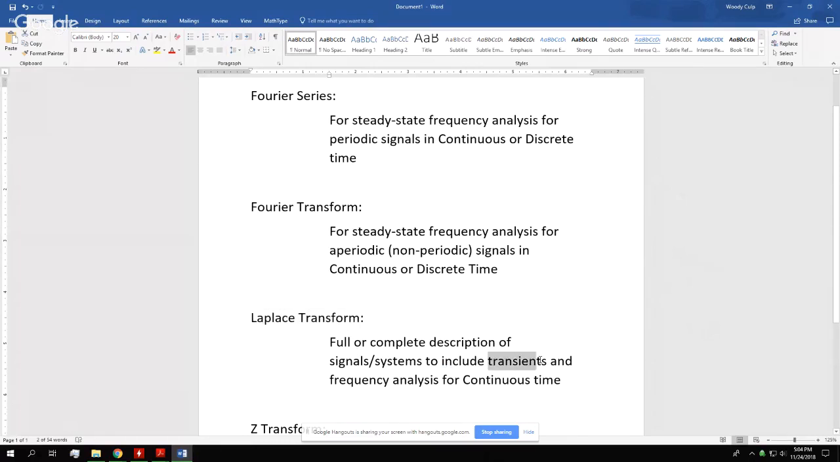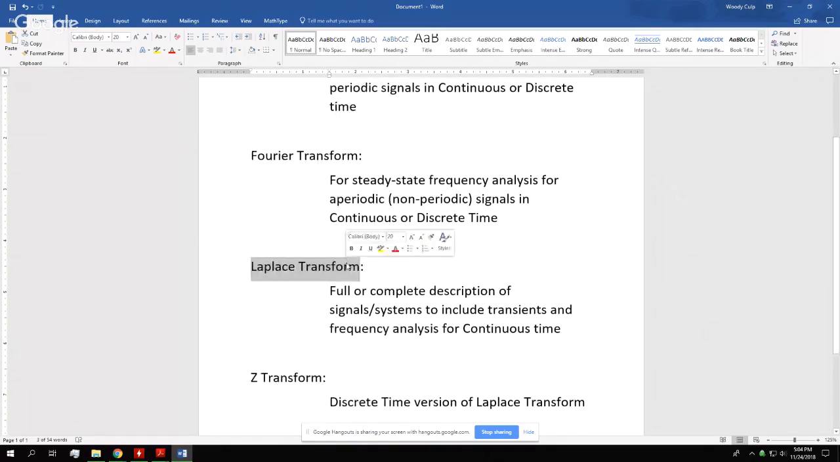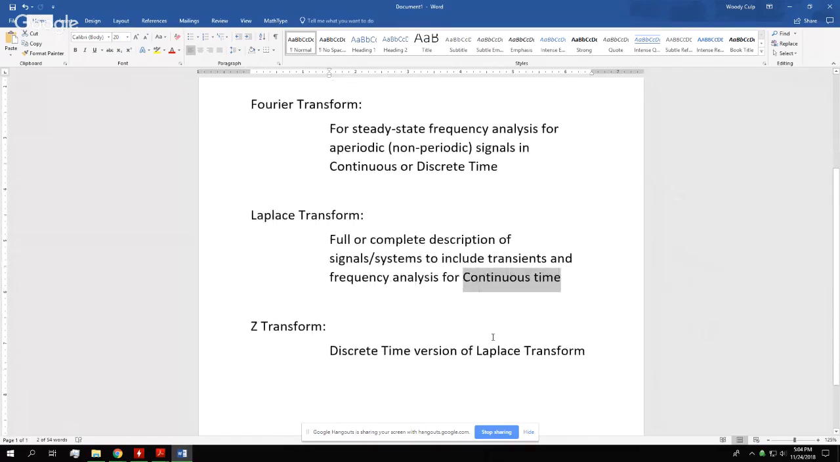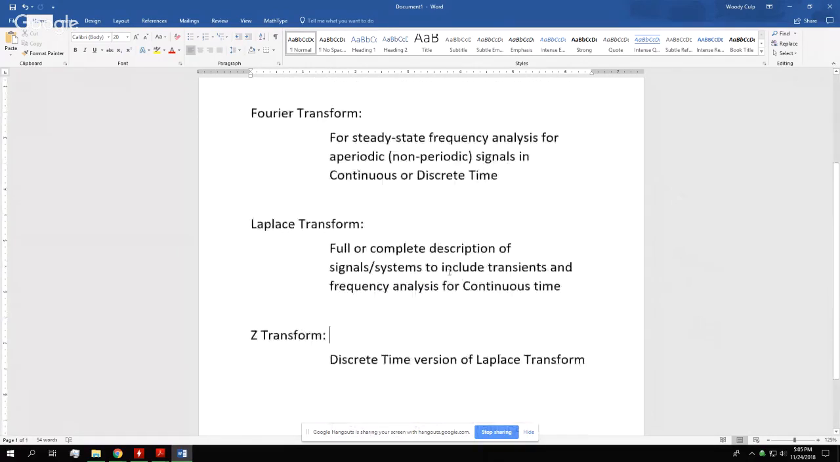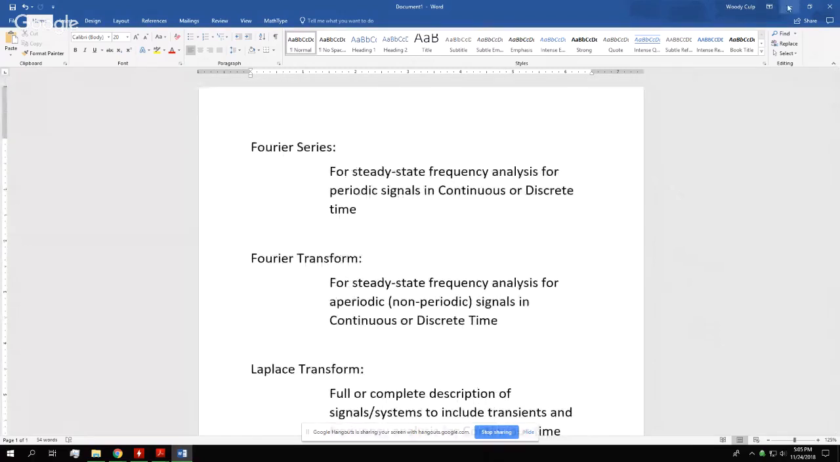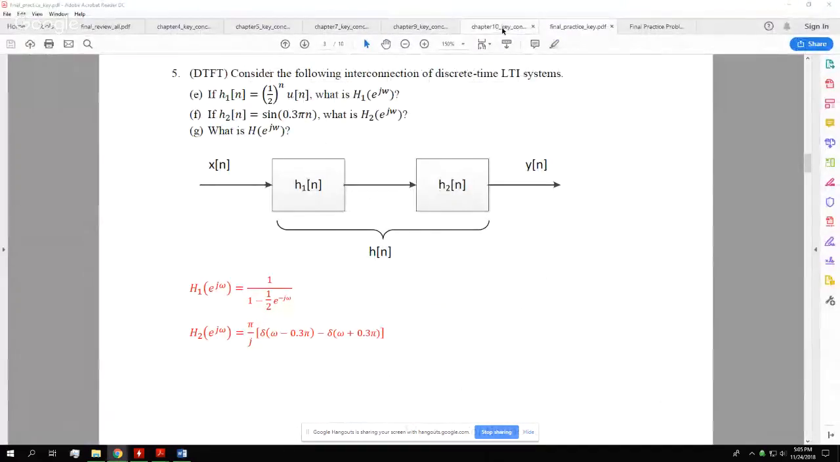So I wrote here transients and frequency analysis. The Laplace transform only applies to your continuous time signals. If you want to analyze your discrete time, you need to use the Z transform. And the Z transform is the exact same thing as the Laplace transform. It just handles the ability to include discrete time. So that's just a quick review of what these things are, all on one page. With that, let's get into some actual problems.